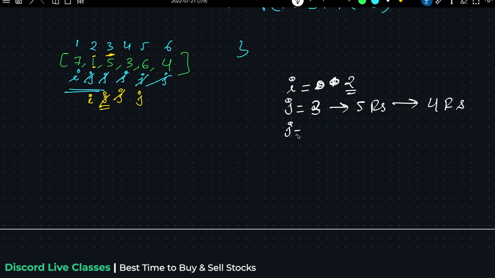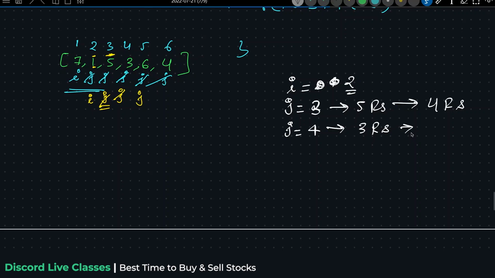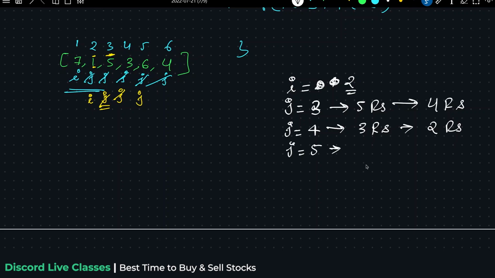Correct? If j plus plus, j will become 4, which means the fourth day. The price of this stock is 3 rupees. So you will again check how much profit I will be getting. I bought this particular stock at 1 rupee. How much profit am I getting? 2 rupees. Now j will become 5, the fifth day. The price of this stock is 6 rupees. And how much profit will I be getting? 5 rupees.